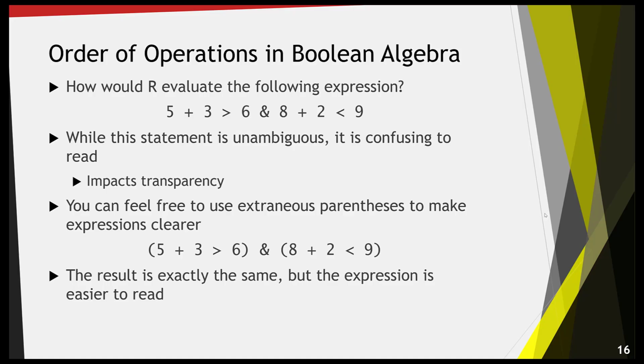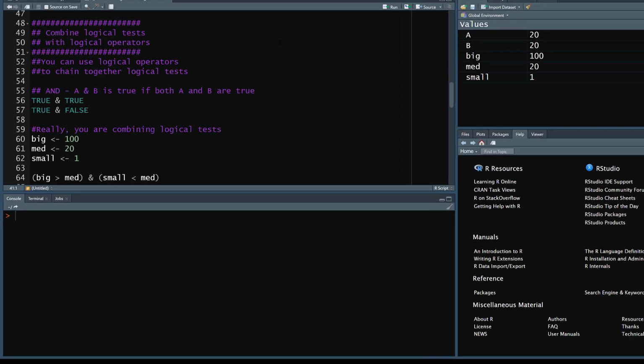I recommend that when you have complicated logical expressions like this, you can make them clearer by adding extraneous parentheses. So in this example, I put each logical test inside parentheses, so it's very clear to anyone who's looking at it exactly how it should be evaluated. Now the result here will be exactly the same, whether you include the parentheses or not. It just makes it easier for someone to read. So again, let's take a look at this in R.